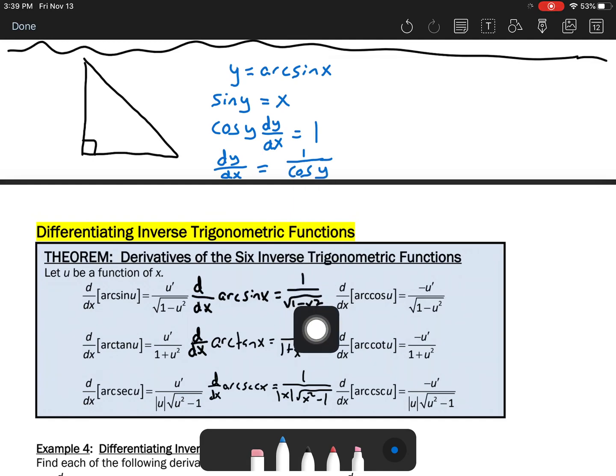I guess we have 1 over something, but we have cosine of y. Now, we want this formula in terms of x, right? And so what we want to do then is, can we find a way to write this in terms of x? Well, we have x up in this formula right here, right? So we're saying x is equal to sine of y. So let's build from that.